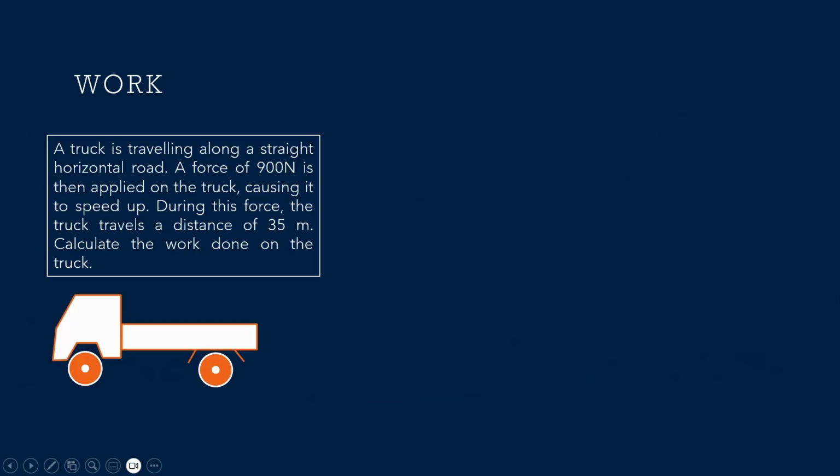A truck is traveling along a straight horizontal road. A force of 900 newtons is then applied on the truck, causing it to speed up. During this force, the truck travels a distance of 35 meters. Calculate the work done on the truck. Let's take a look at the solutions. First, let's write down everything we were given. We were given a force that equals 900 newtons, a displacement that equals 35 meters, and theta that is 0 degrees because it's a straight horizontal road.